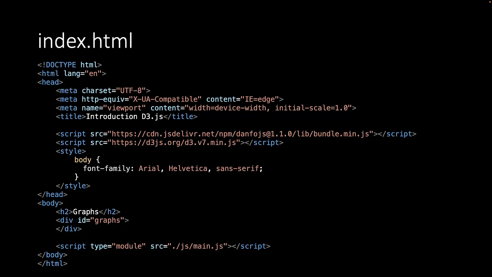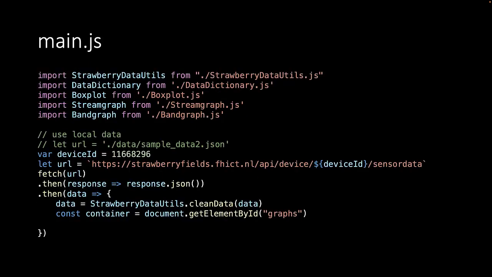In the header part of the HTML, we include again two scripts. The first one is Dash.js, and the second one, which used to be plotly.js, is now D3.js. As you see, as before, we do not have to install or download D3.js, but can directly link to an online version. In the main.js file, we load our data.